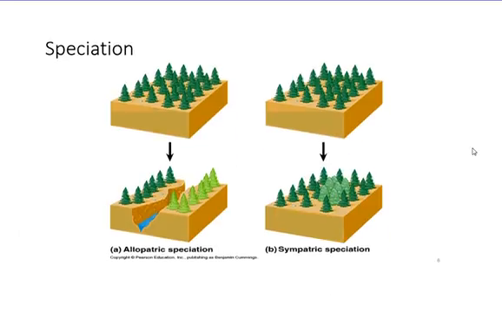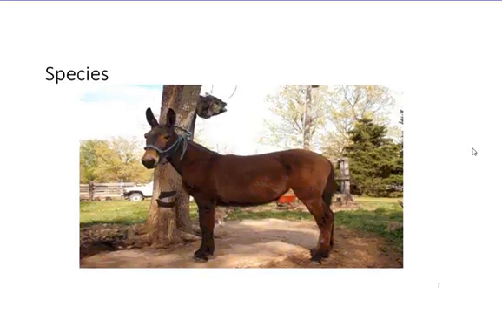And this is the term called speciation. Speciation is the formation of a new species. This is happening anytime these changes lead to a new species, and we'll define species in a second. There are two kinds of speciation, which we'll define in a later video: allopatric and sympatric speciation. So what is a species?